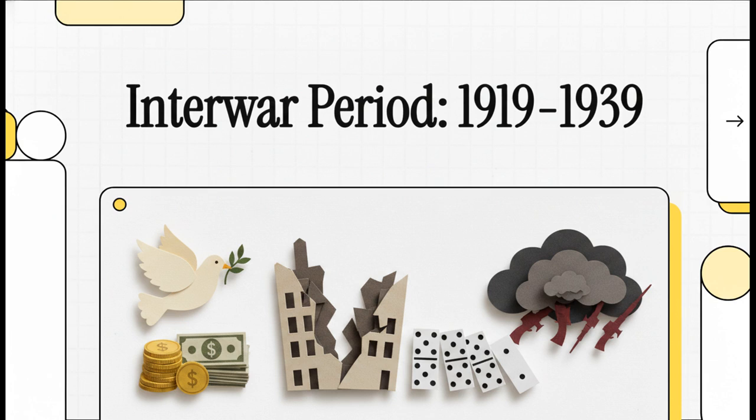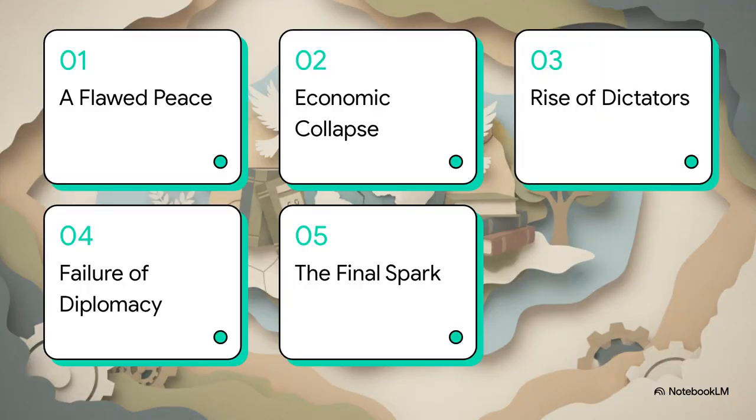It's this remarkably brief window where the world tried to rebuild through a massive debt-fueled party, suffered a total economic collapse, and ultimately just watched the whole international order tear itself apart. So, here is our roadmap for exploring these two turbulent decades. First, a flawed peace. Second, global economic collapse. Third, rise of the dictators. Fourth, the failure of diplomacy. And finally, the final spark.